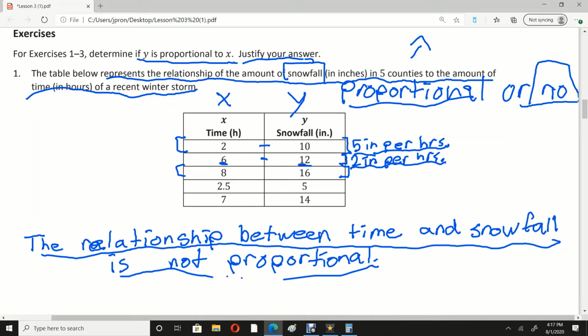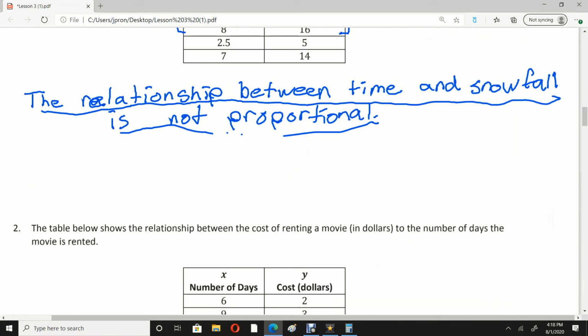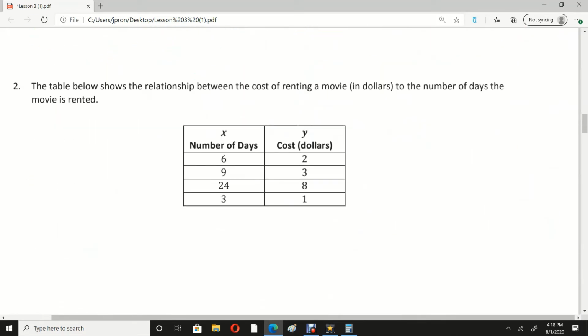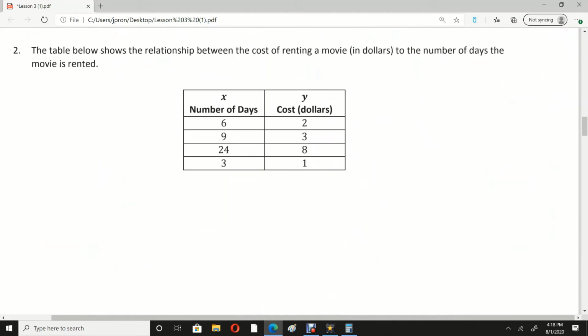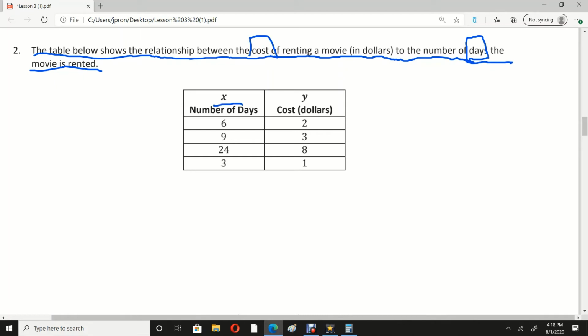We're going to move forward to the second set of numbers, the second chart right here. And this table below shows the relationship between cost of renting a movie, so cost in dollars, and the number of days the movie was rented. So X is number of days, Y is the number of dollars spent, right?